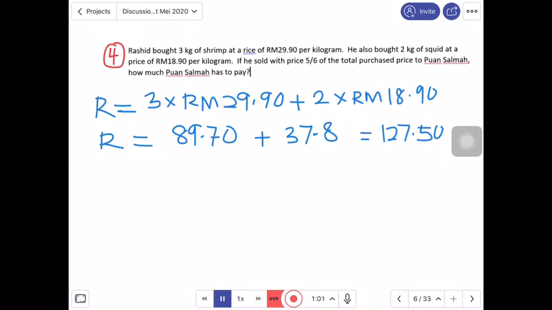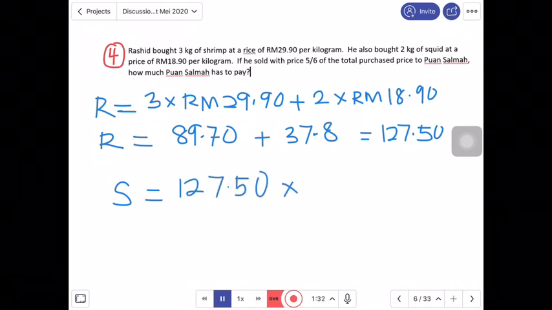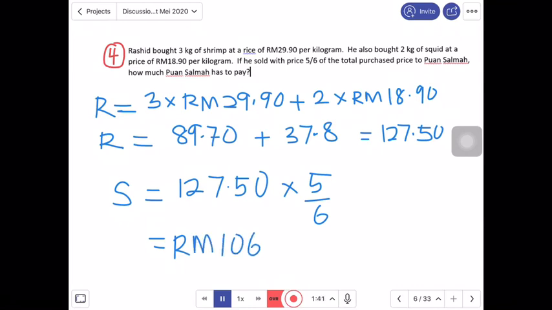And then he sold the items he bought to Puan Salma with the price of 5 over 6 of the total purchase, which is cheaper or lesser than what he has to pay. Therefore, how much Puan Salma has to pay is 127.50 multiply 5 over 6. So you just get, this is the amount Puan Salma has to pay.